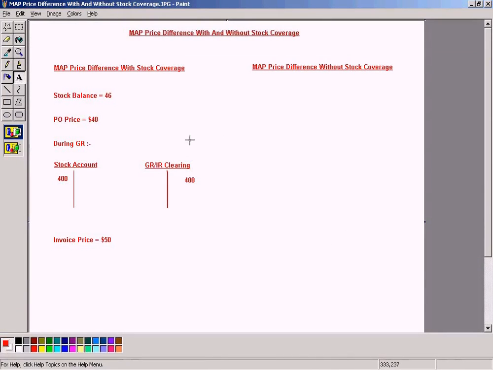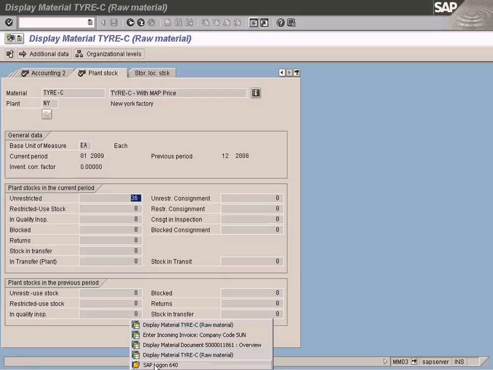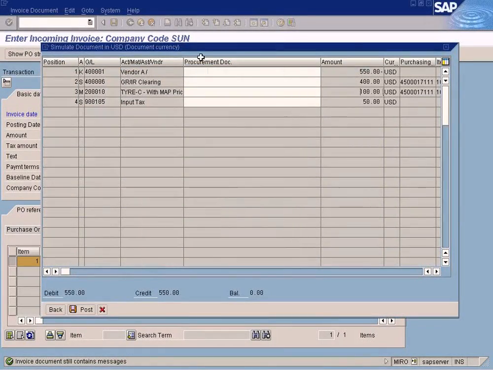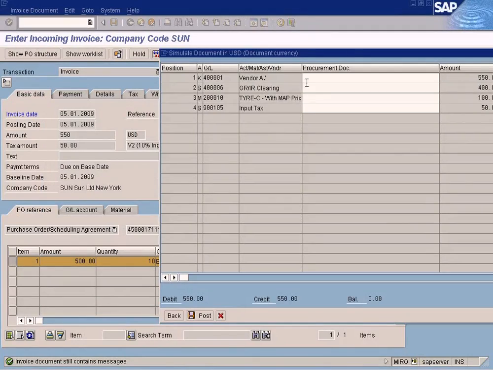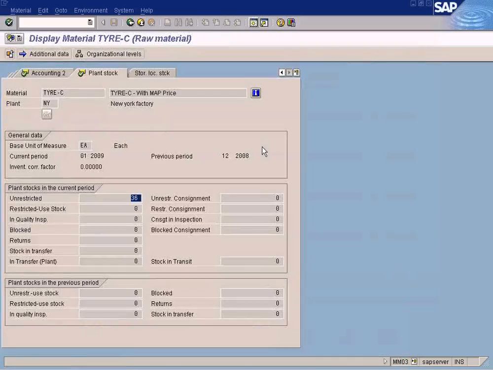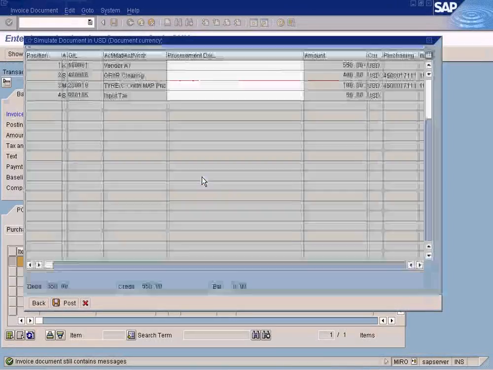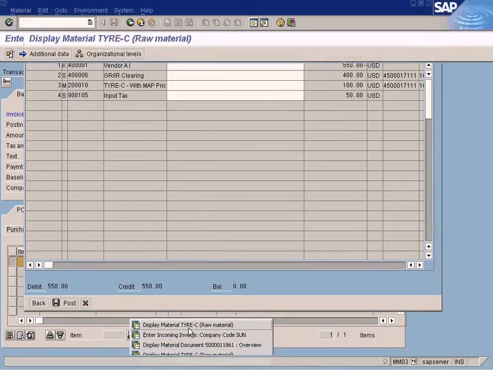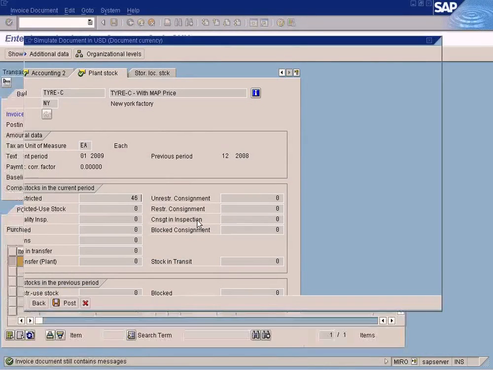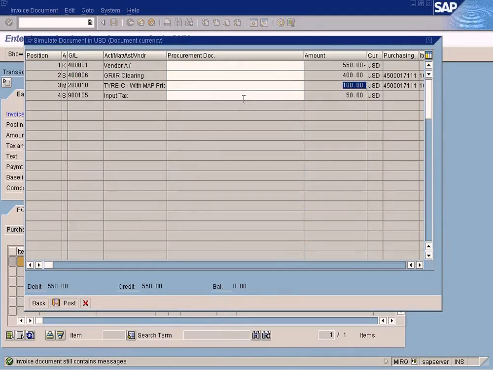We can charge the price difference to the stock account only when the balance in the stock is sufficient, is higher than the invoice quantity. In this case, our invoice quantity is 10, as you can see here. So 10 is definitely below the 46 units. The current balance is 46 units. So by all means we can charge the price difference to the stock account. We can debit to the stock account.